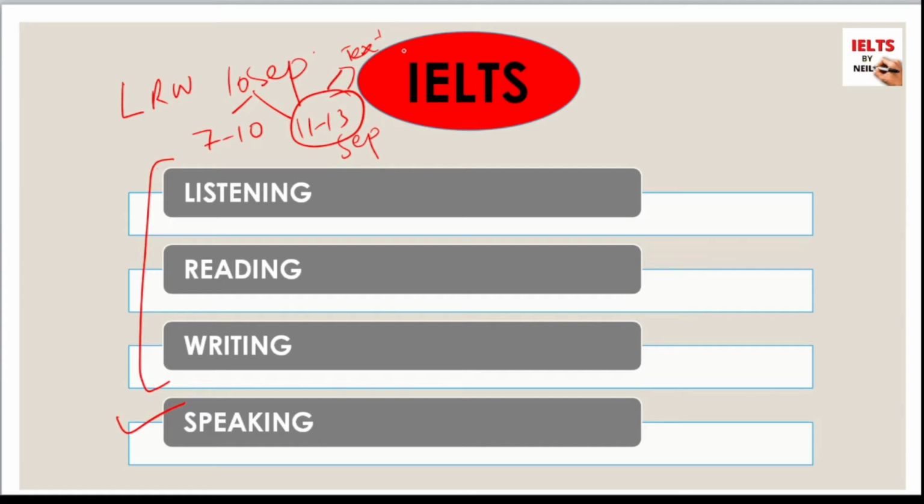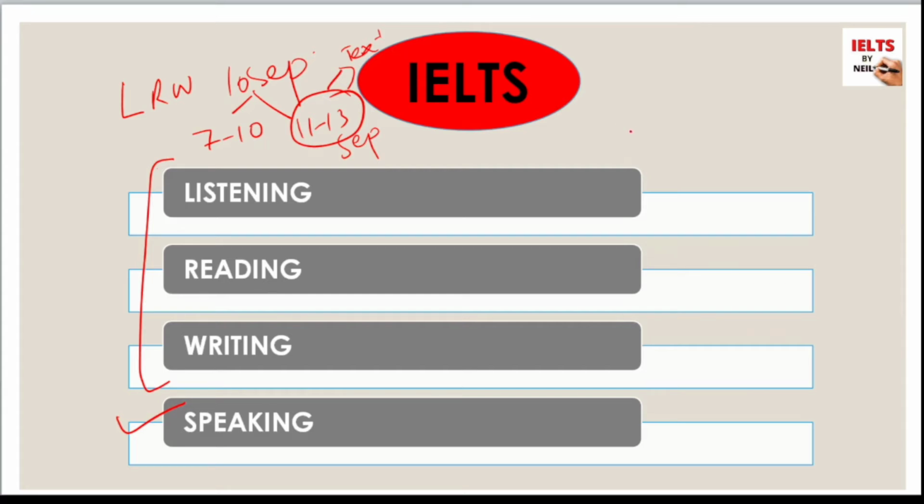Even if you do the latest Cambridge series, that's still enough. The latest one is 16, so I would recommend if you can do book number 9 to book number 16, that will still be enough to get your desired score. And if you still want to do practice, of course you can do even before the 9.